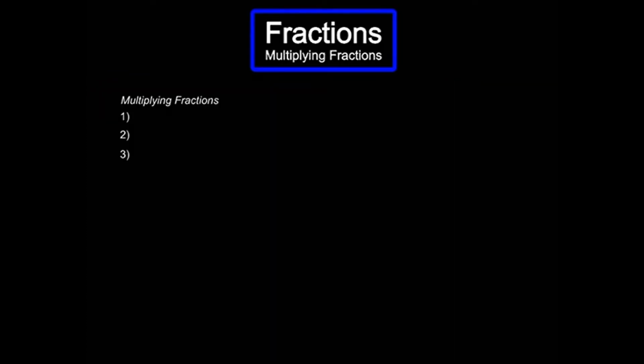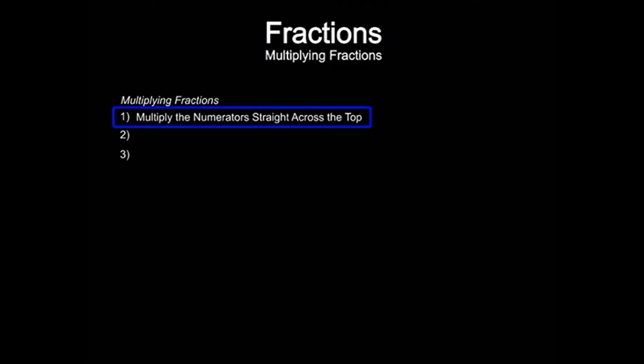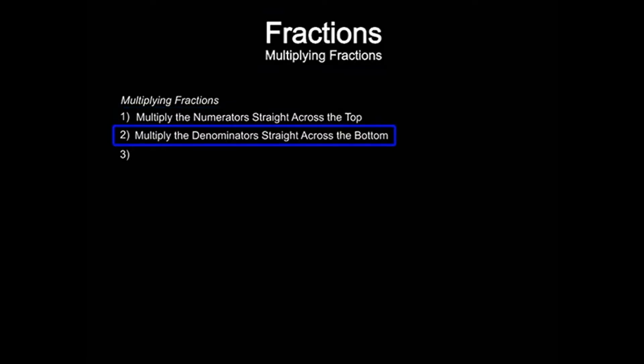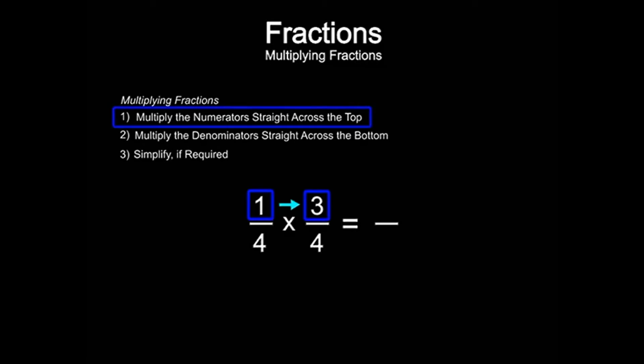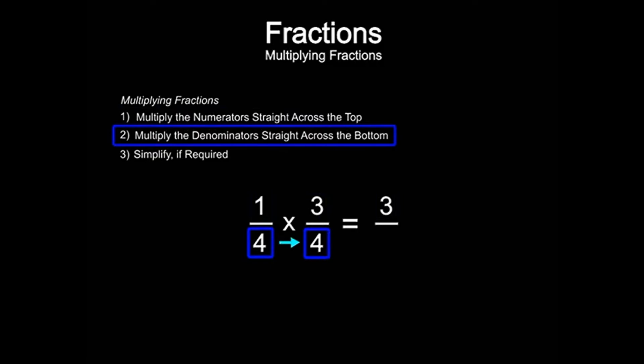There are 3 simple steps for multiplying fractions. Multiply the numerators, multiply the denominators, and simplify if needed. Let's work the problem. 1/4 times 3/4. First, multiply the numerators and put the result in the numerator of the answer. Next, multiply the denominators and put the result in the denominator of the answer.